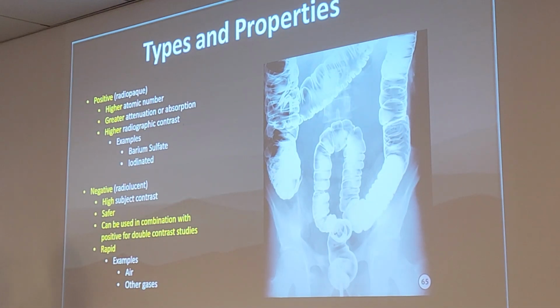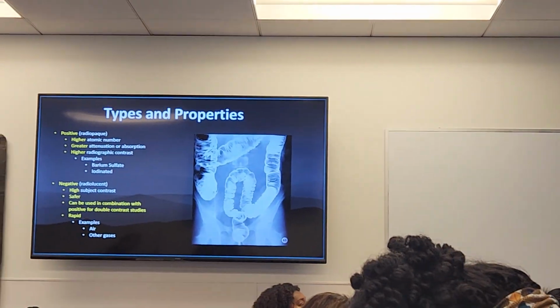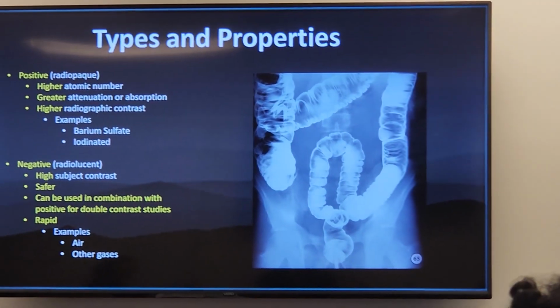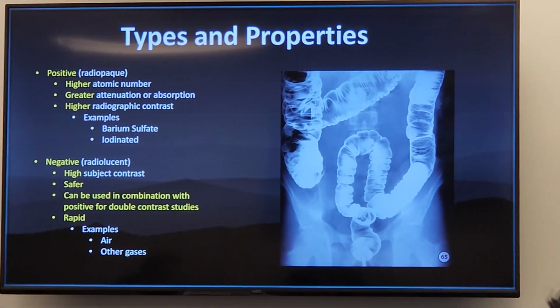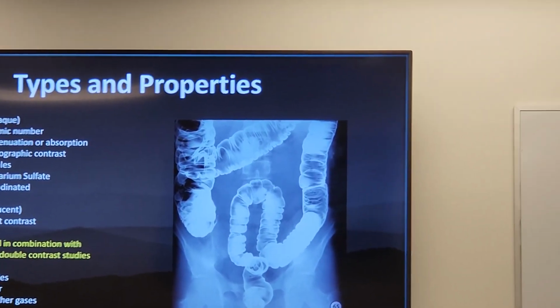All right, a little bit of review again, guys, with some other ways you can see these terms used. Once again, positive contrast is going to be our radiopaques. One characteristic I didn't mention before, please write this down, is that they have a higher atomic number. That's what allows them to be more readily absorbed by the x-rays. They also have what we call greater attenuation or absorption.